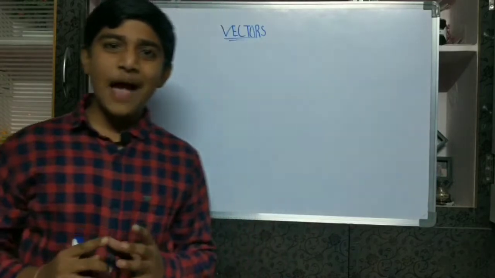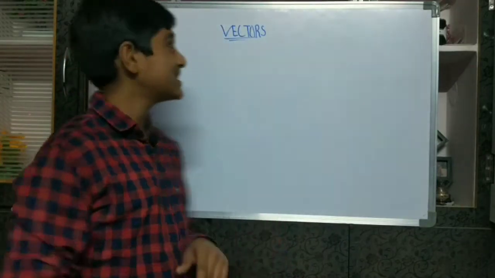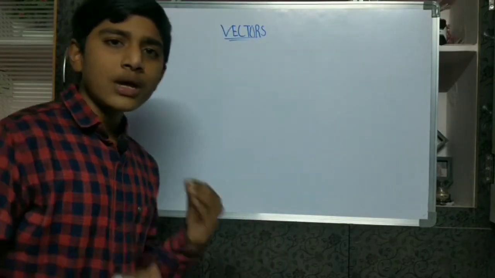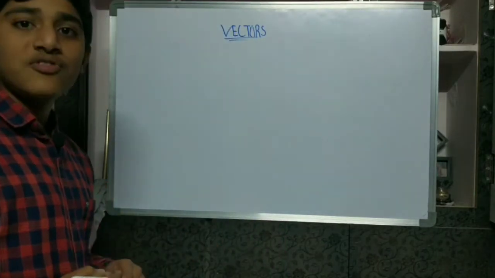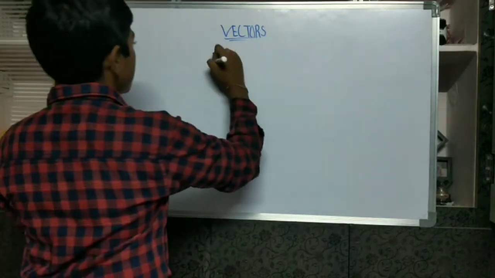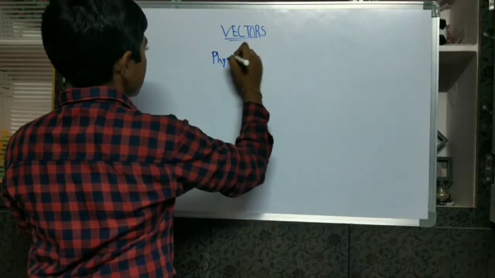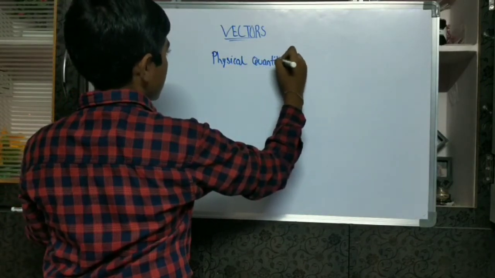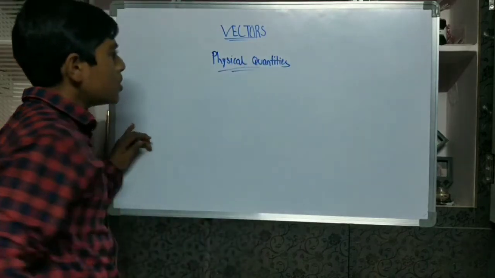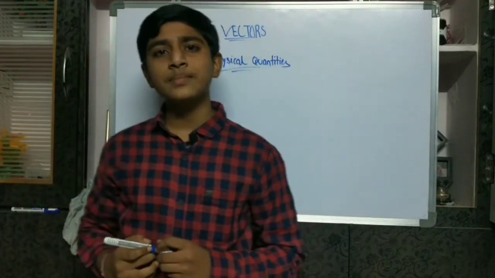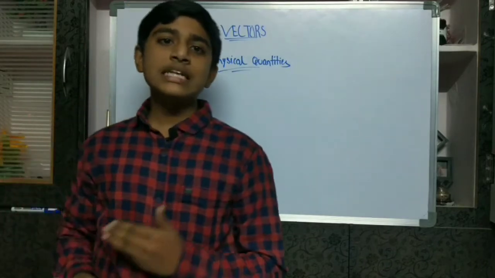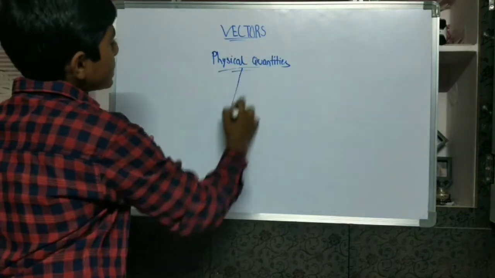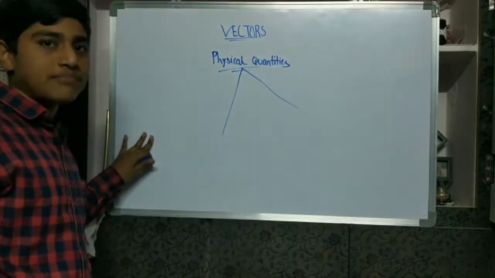So in today's class, I'm going to explain a very interesting topic, that is vectors. So what is meant by vectors? Before knowing about vectors, first let us know about physical quantities. What is meant by physical quantity? Any quantity which can be measured is called a physical quantity. And these physical quantities are of two types.